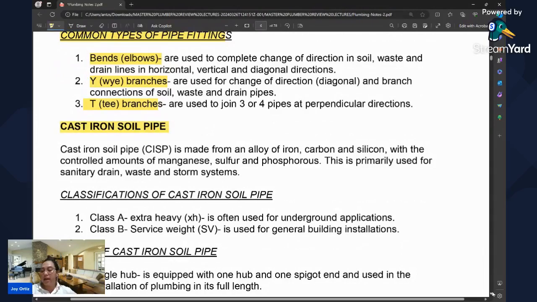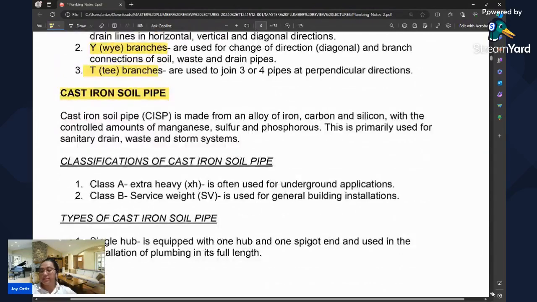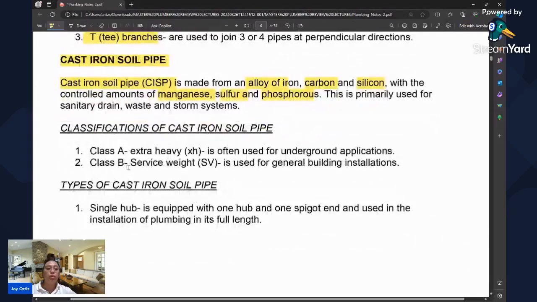Next kind of pipe na I will discuss is the cast iron soil pipe. This is more on iron, carbon, and silicon, with controlled amounts of manganese, sulfur, and phosphorus. So this is primarily used for sanitary drain, waste, and storm systems. So we have two classifications of cast iron soil pipe.